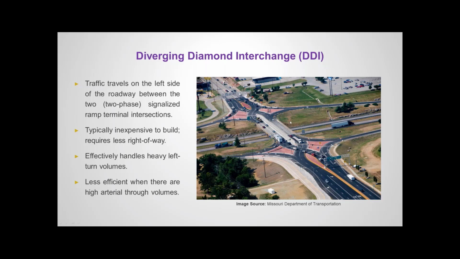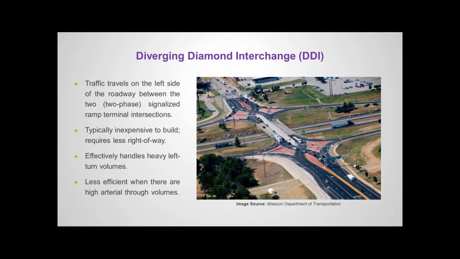And really the main advantage here is that it's really inexpensive to build. You can basically use the existing grid structure of the conventional diamond interchange and basically just reconstruct the ramp terminal intersections, which only takes probably around 8 or 9 months compared to a SPUI, which would take maybe 2 or 3 years. It also has the advantage of efficiently handling left turning movements.